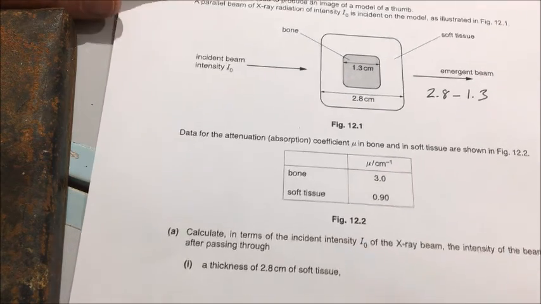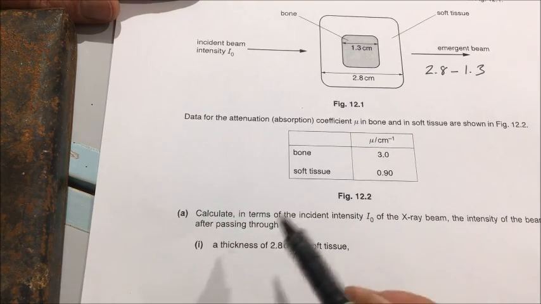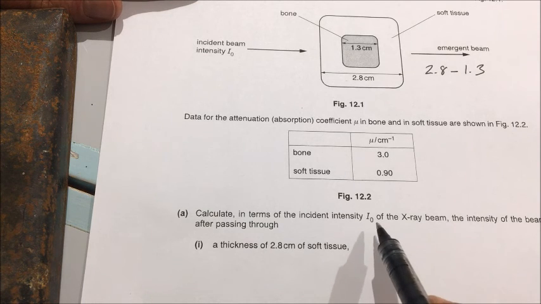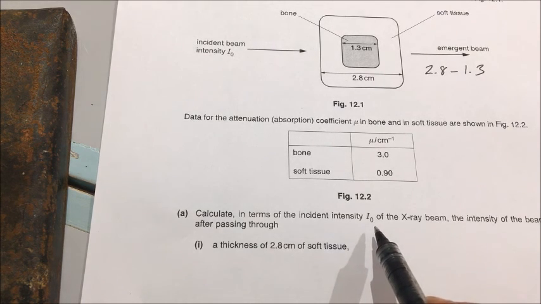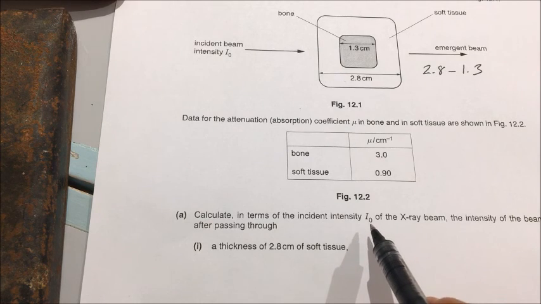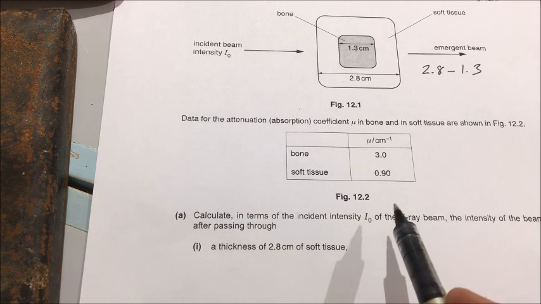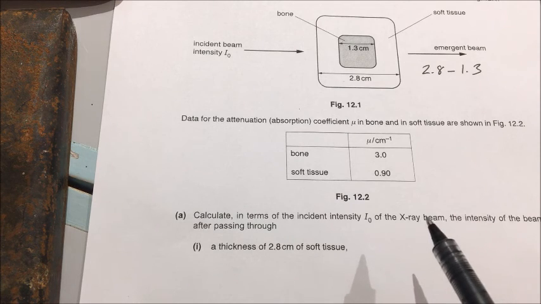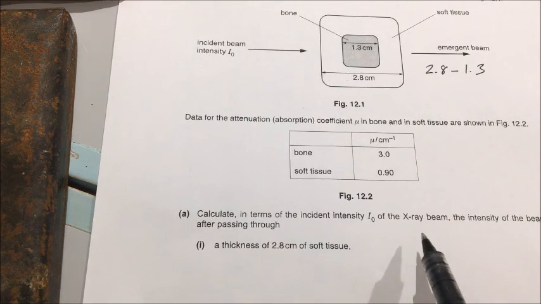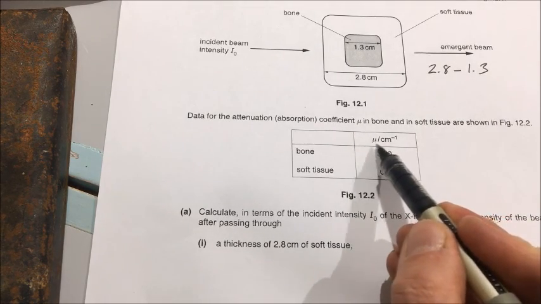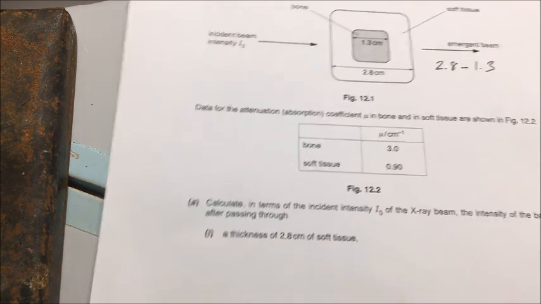What it says here is calculate in terms of the incident intensity I0. In other words, you're not necessarily going to get a number here. It's going to be a multiple of I0. So how much less of I0 is it? Of course, it's going to be less. If you get a value that's a whole number or greater than one, then something must have gone wrong, because it's got to have got less. Looking here, look at the units we've got, per centimetre, as we said before.